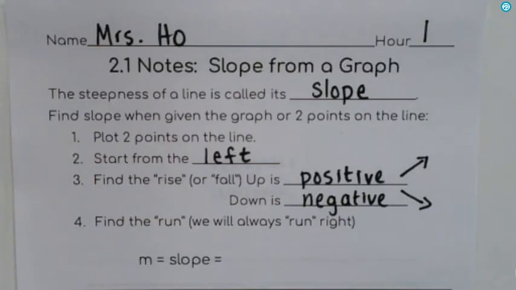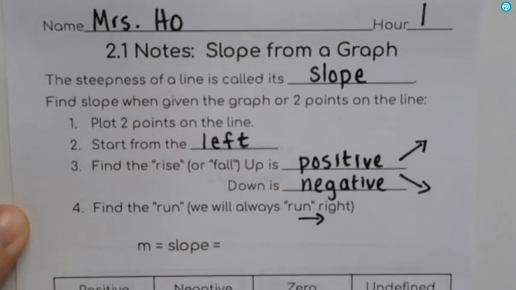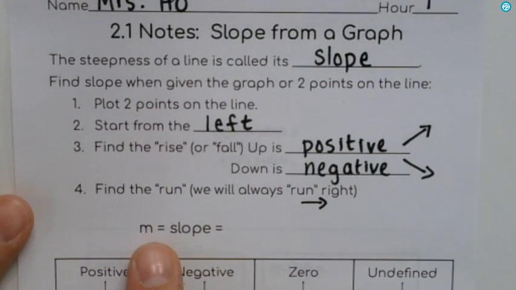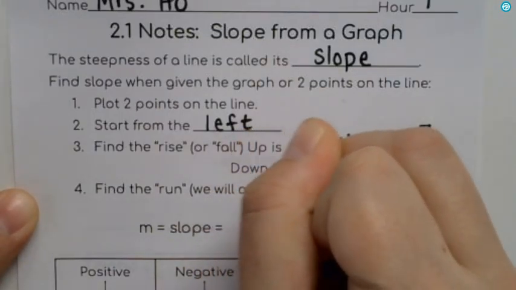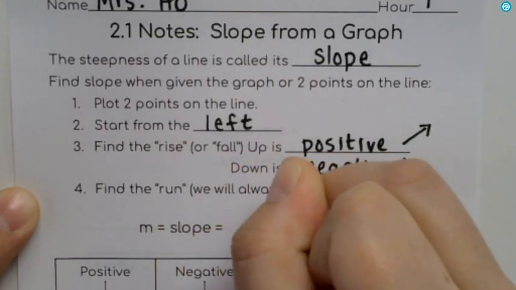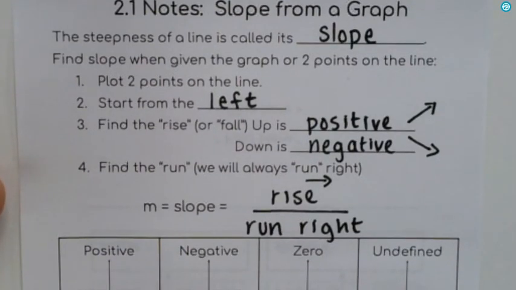Okay, once we find that rise or fall, then we always find our run, and we always run to the right. So we go from left to right. We always run right this direction. M is our universal letter that stands for slope. So M always stands for slope. And for today, our slope formula is rise over run. Most people just say rise over run. But if we don't specify which way we're running, how are we supposed to know?